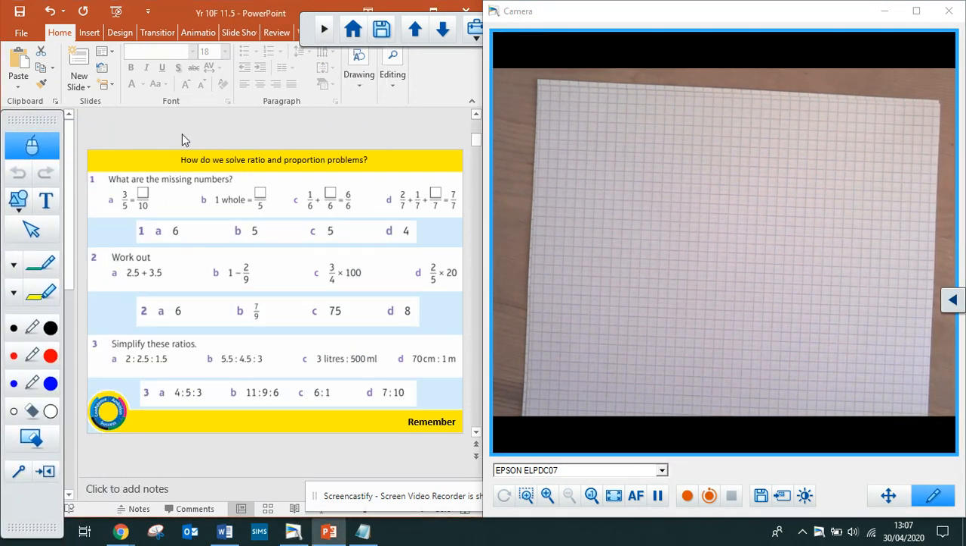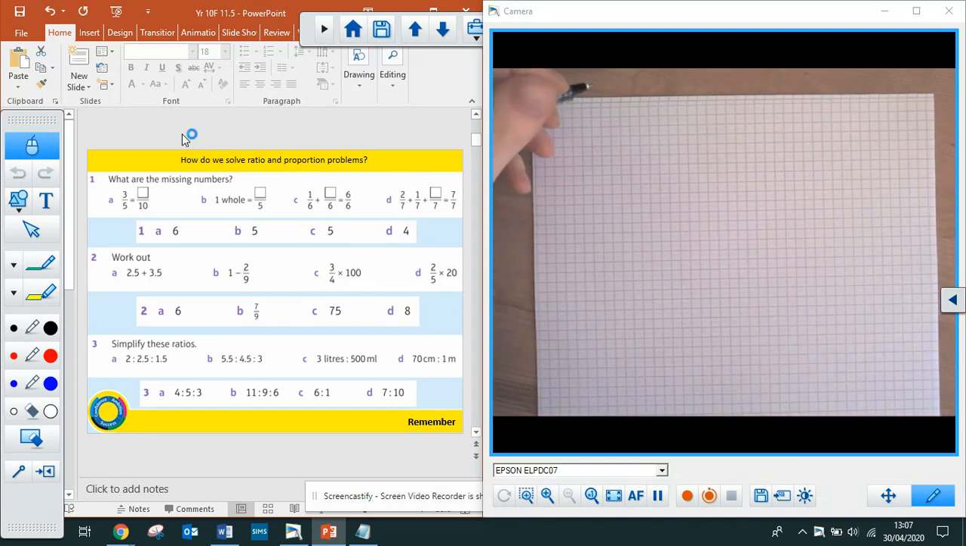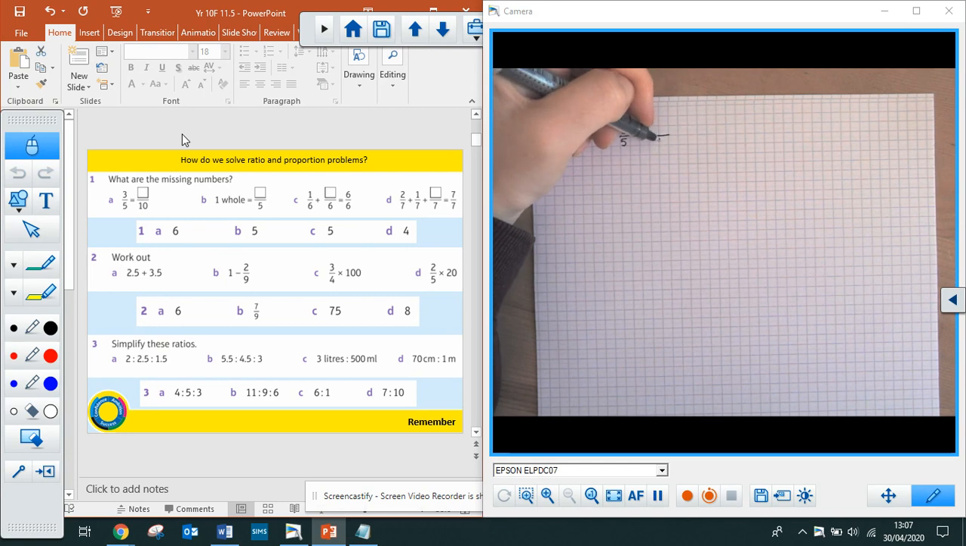Okay, so I'll put the answers on the screen so you can check through your answers, but I will go through them as well. Okay, so question 1A. It says, what are the missing numbers? The question's saying that 3/5 is equal to how many tenths?